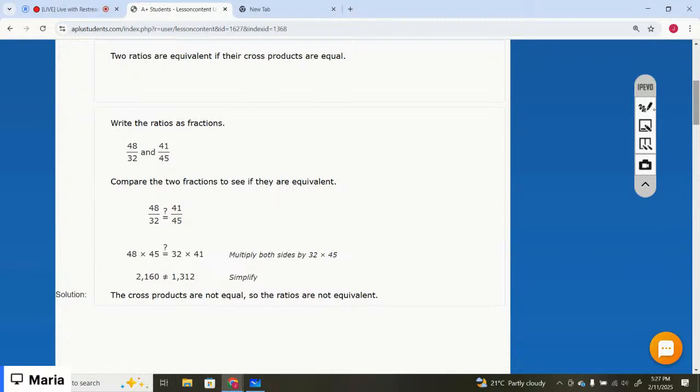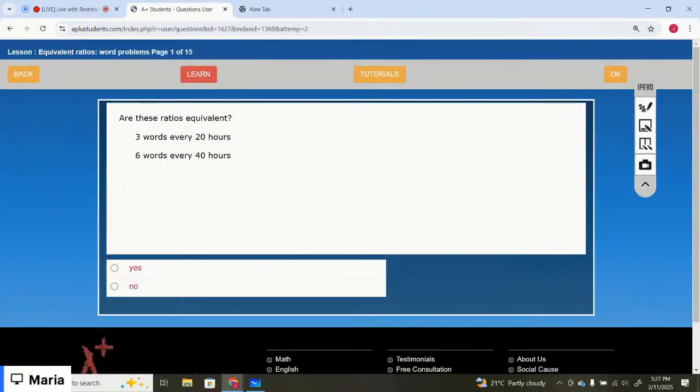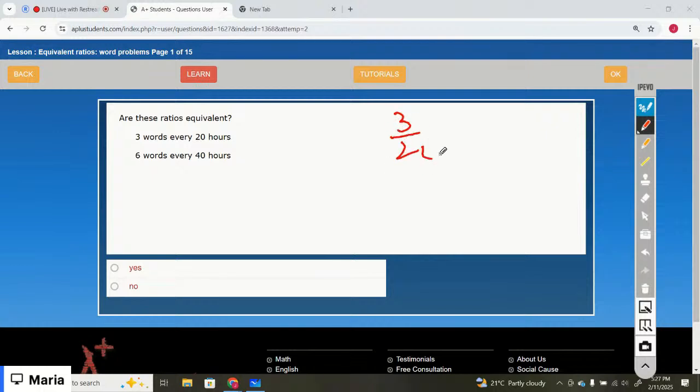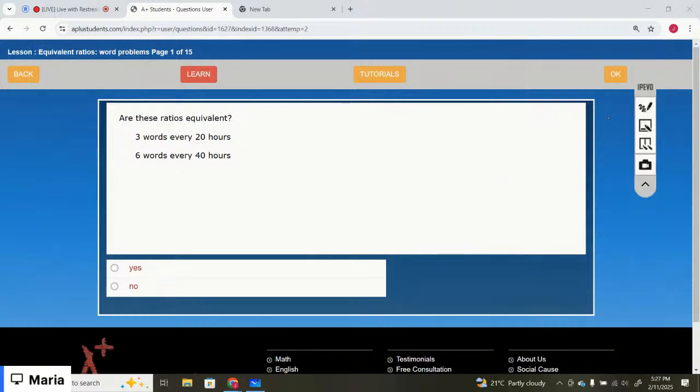Let's just start with the practice test questions. Are these ratios equivalent? Write them down in the fractional form. That is 3 over 20 and 6 over 40. Just do cross multiplication. That is 120 equals 120. Yes, they are exactly equivalent. The correct option is yes.